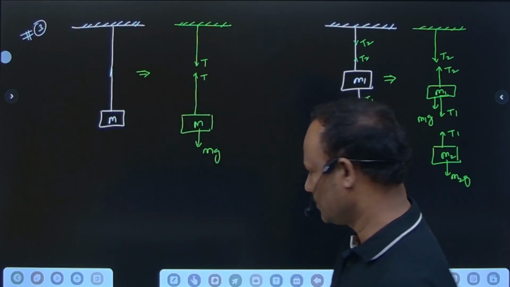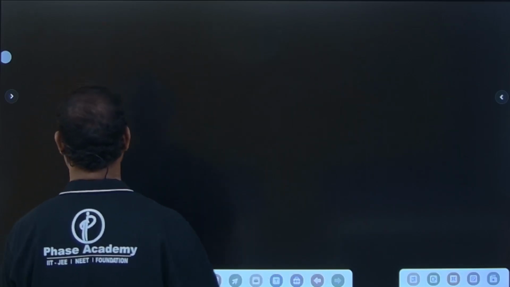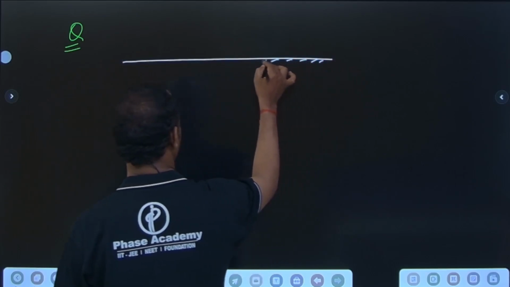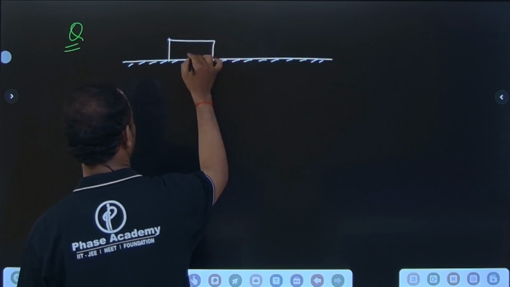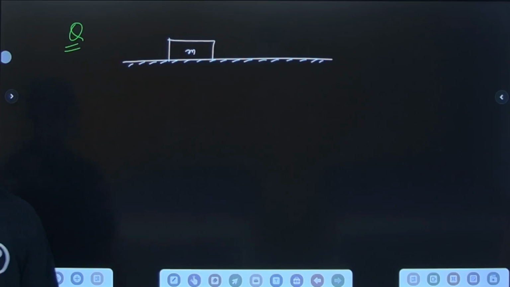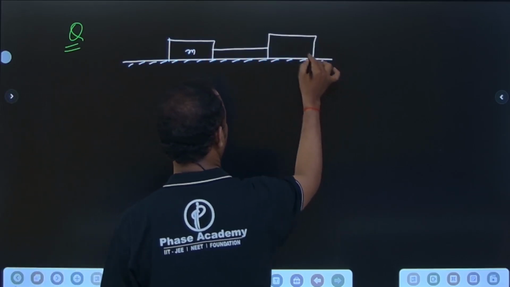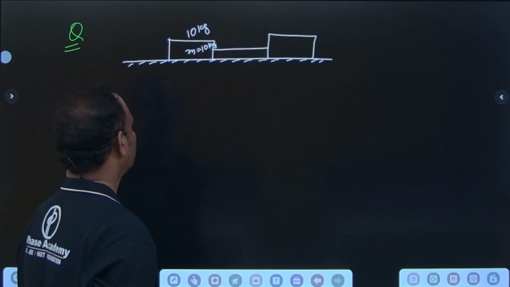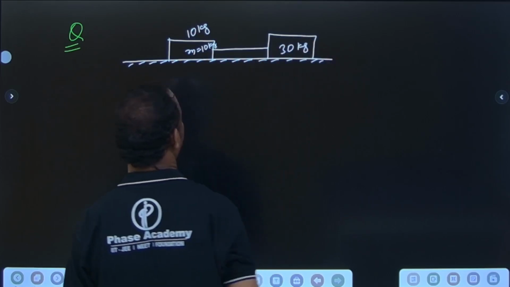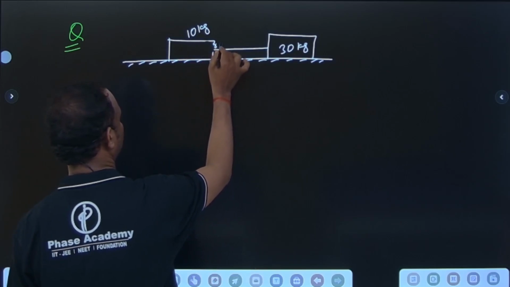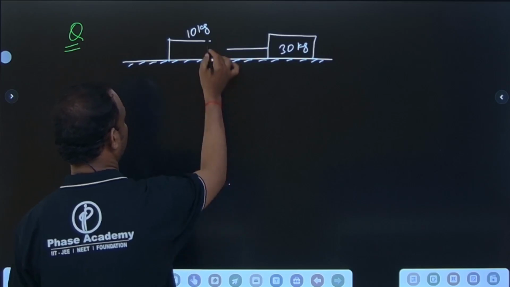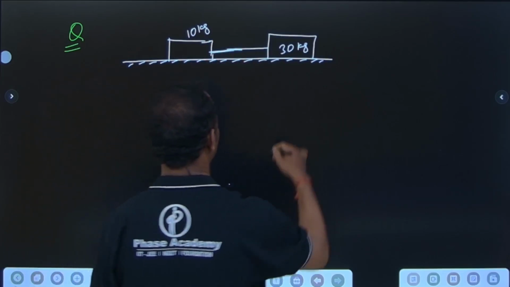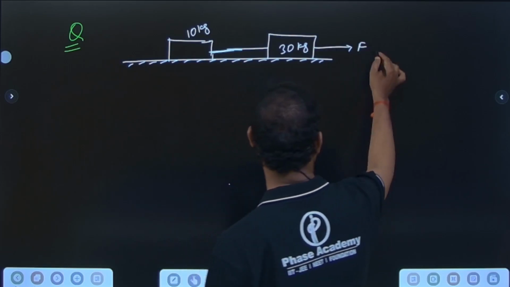I'm taking one question. These are the models which we discussed now. There is a horizontal surface. Here some mass is m. The first one is mass m, and next one is another mass. For example, M1 I'm taking as 10 kg, and this is 30 kg. M1 is 10 kg and 30 kg, connected by an ideal string. The force applied here is F, which is 80 Newton.